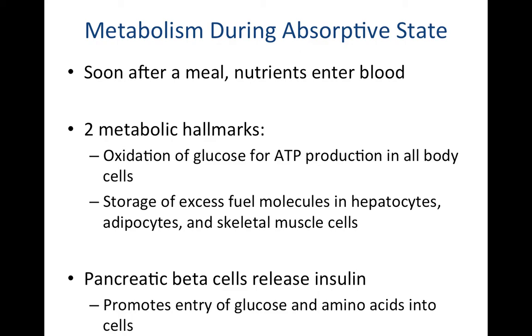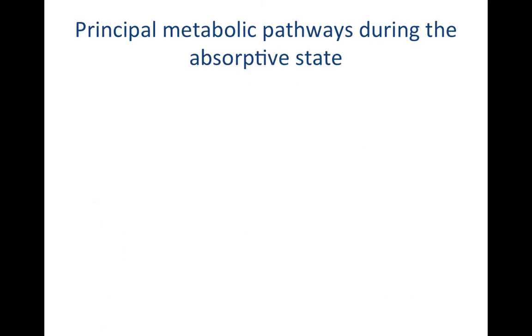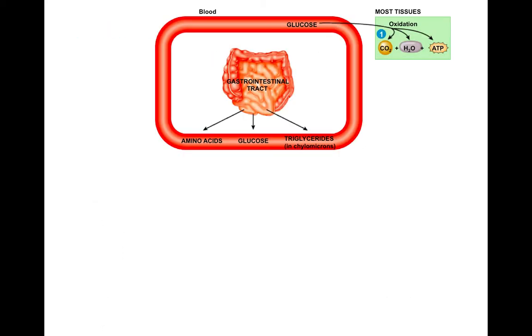And during this absorptive state, when you're actively absorbing a meal, those nutrients are entering your blood after being digested, the pancreatic beta cells are going to release the hormone insulin. Insulin helps to move glucose and amino acids into your body cells so that they can use it to make ATP. So here are some of the pathways during the absorptive state.